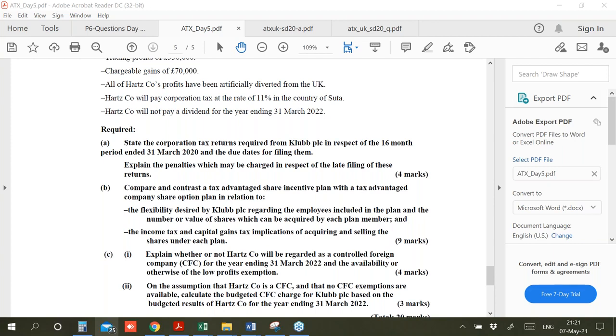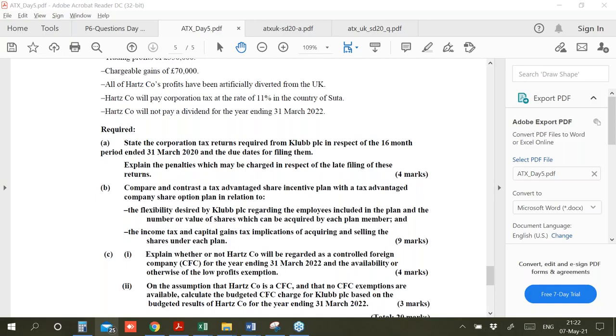The first criterion is obviously if the company is owned more than 25%, and the second criterion is if the profits are being artificially diverted from that company to the UK. If these two conditions are fulfilled, it can be regarded as a CFC. However, there are many exemptions with the help of which, despite the above two conditions, you can get away from the CFC charge, and one of them is the low profit exemption. We'll discuss in a bit what that exemption is, and then we'll compare it with the question's data to see whether the CFC charge will be applicable or not.